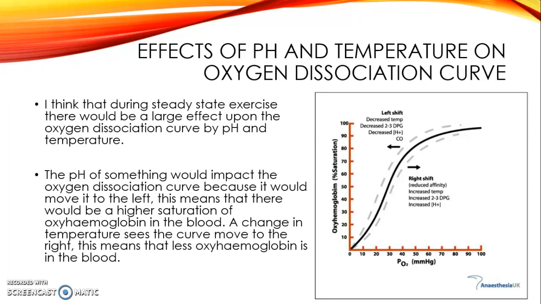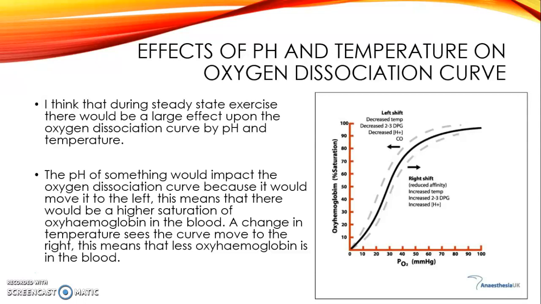The effects of pH and temperature on the oxygen dissociation curve. I think that steady state exercise would have a large effect upon the oxygen dissociation curve by pH and temperature. The pH of something would impact the oxygen dissociation curve because it would move the curve to the left. This means that there would be a higher saturation of oxyhemoglobin in the blood.